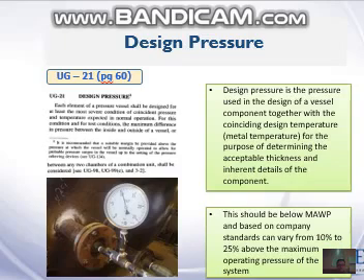Design pressure is the pressure used in the design of a vessel component together with the coinciding design temperature, metal temperature, for the purpose of determining the acceptable thickness and inherent details of the component. This should be below MAWP and, based on company standards, can vary from 10% to 25% above the maximum operating pressure of the system.